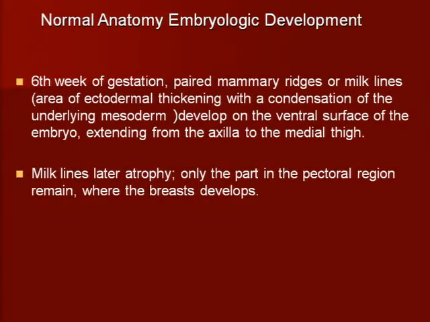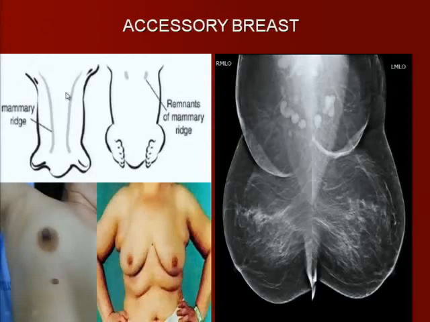Basically, we have to know the normal embryology. When did it start? It started at the 6th week of gestation. There are paired mammary ridges or milk lines. These milk lines actually run from the ventral surface of the embryo right down to the mid-thigh or groin. And after some time, maybe around the 9th week, most of this ridge actually disappears, except for this little bud over the pectoral muscle that develops into the breast. And the rest of the line, if any part of the line remains, what you have is the accessory breast.